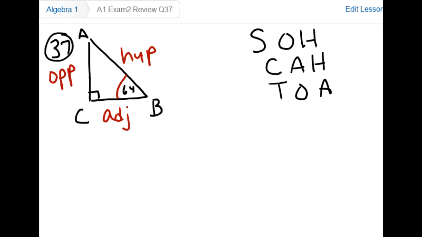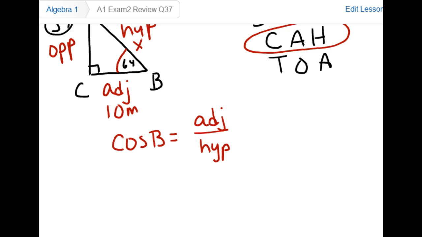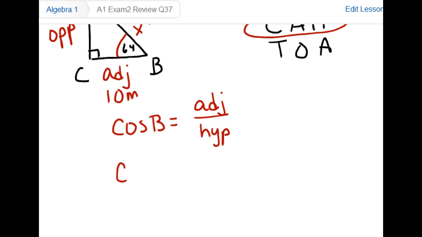So we're working with angle B. They tell us that this bottom measure here is 10 meters, and they want us to find the hypotenuse. So we look for the trig formula that deals with adjacent and hypotenuse. So that would be cosine. So cosine of angle B equals adjacent over hypotenuse. Now we'll fill in. Cosine, angle B is 64 degrees, equals adjacent, which is 10, over x.